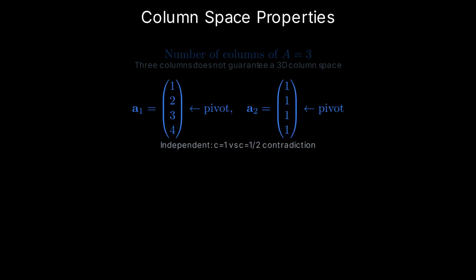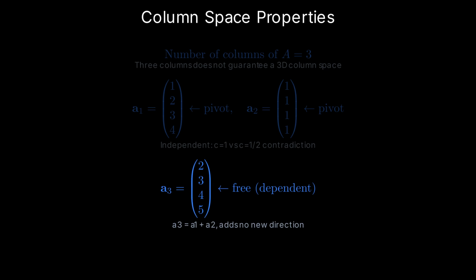Let's verify. Columns 1 and 2 are independent because neither is a scalar multiple of the other. If A2 equals some constant C times A1, we would need C equals 1 from the first entries, but C equals 1/2 from the second entries, a contradiction. So they are indeed independent. Column 3, however, is linearly dependent since A3 equals A1 plus A2. We call the independent columns pivot columns. So columns 1 and 2 are pivot columns, while column 3 is a free column.